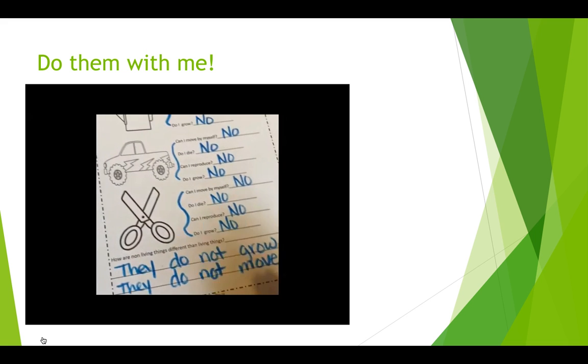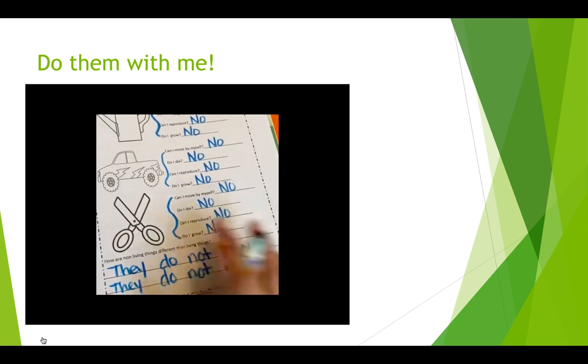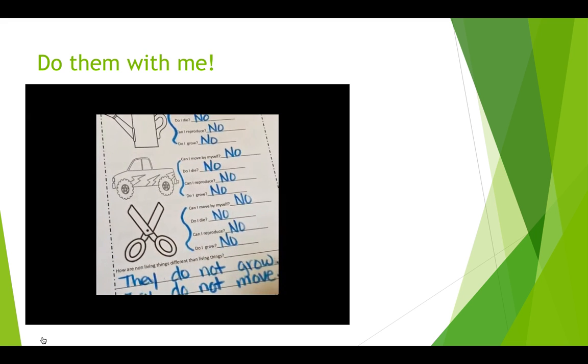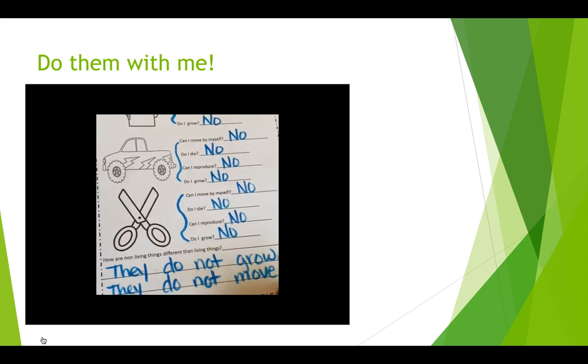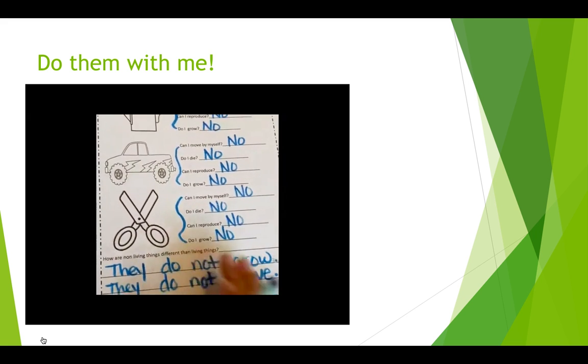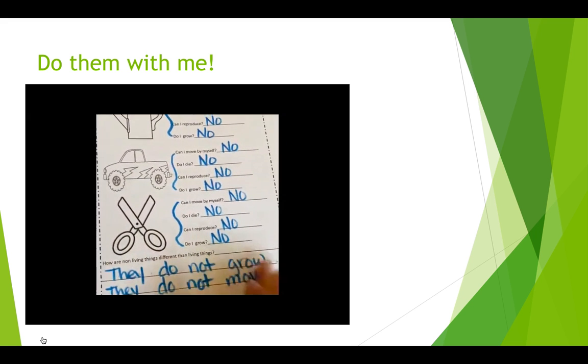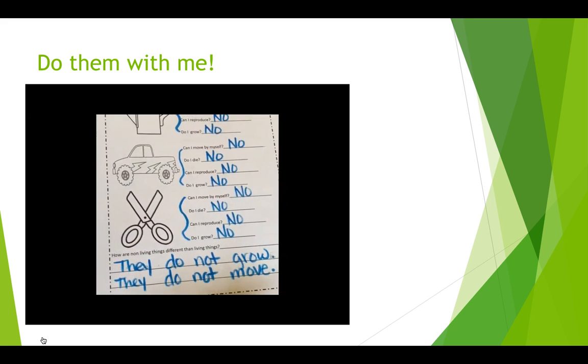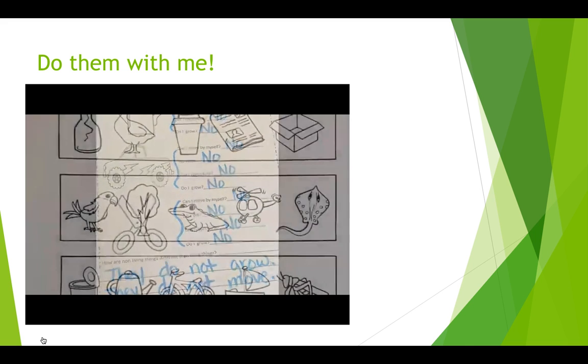Or you could say they do not die, or they do not reproduce. So these are other things that you can say as well. But these are the two reasons why Ms. Martinez put that they for non-living things. So that is all for this sheet.